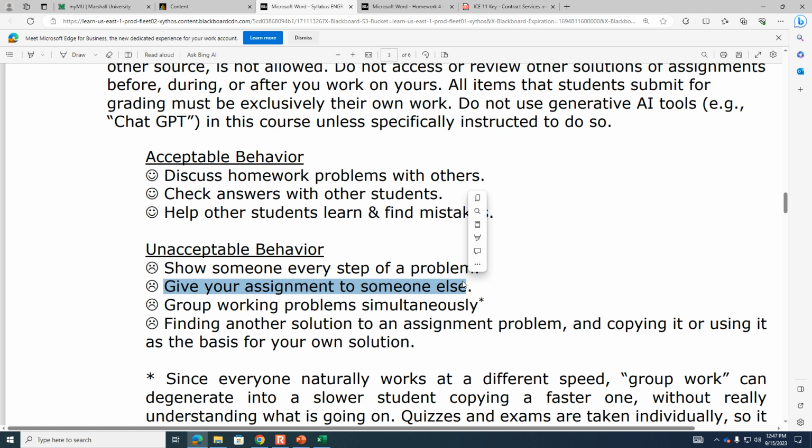But more importantly, everyone works at a different speed, so I really do want you to collaborate and help each other on the assignments and help each other learn, but don't steal the learning opportunity from someone else by showing them every step of what you did.